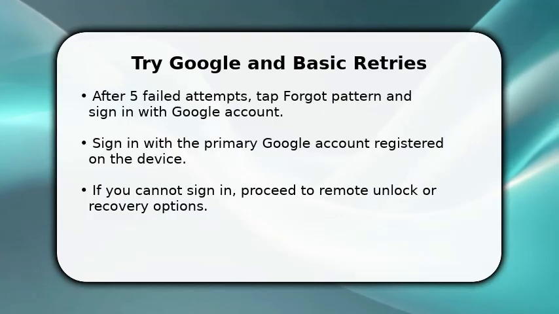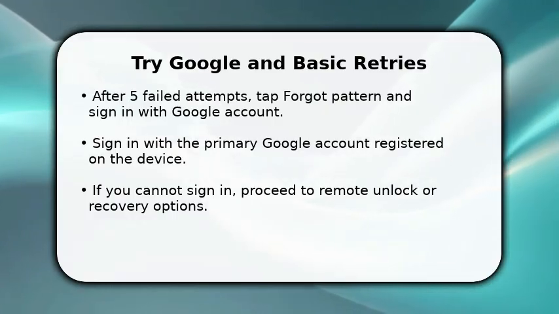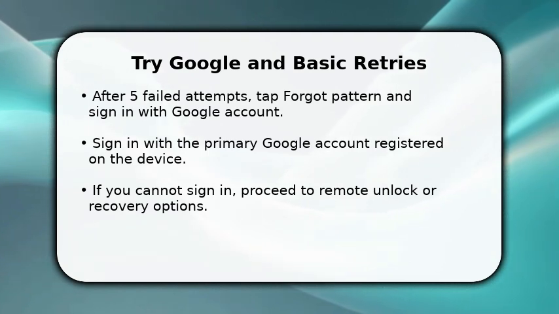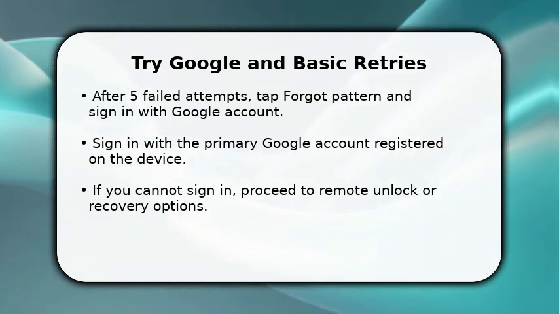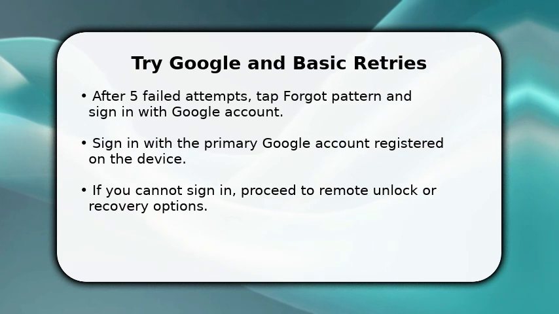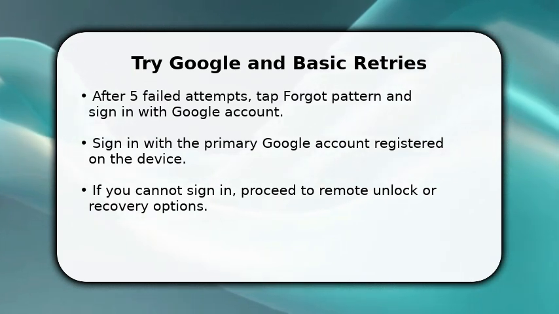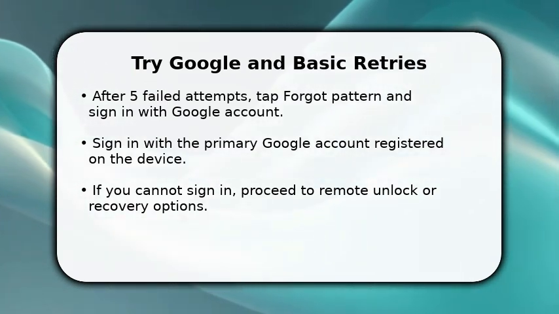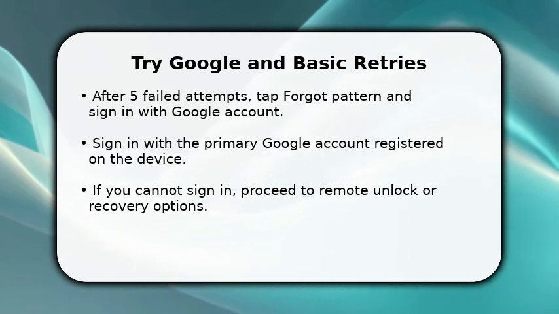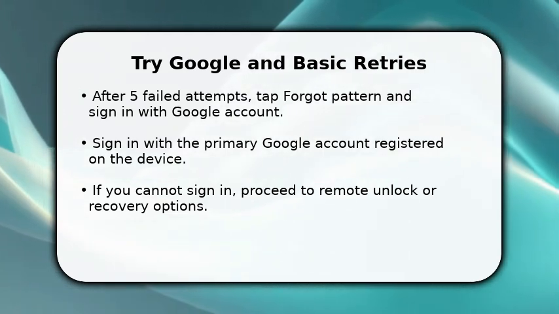Enjoy the video. Start by attempting the built-in recovery options on the lock screen. After 5 failed attempts, tap Forgot Pattern and sign in with Google account. Use the primary Google account registered on the device and enter its password. If prompted, verify with your device PIN or backup password.